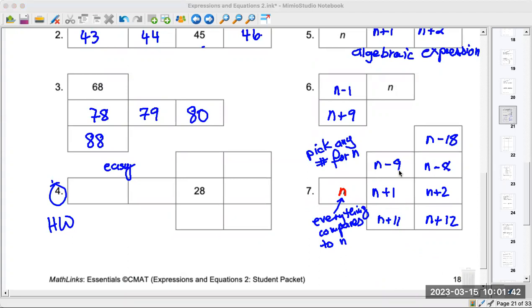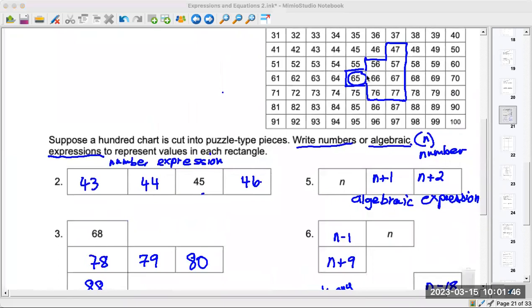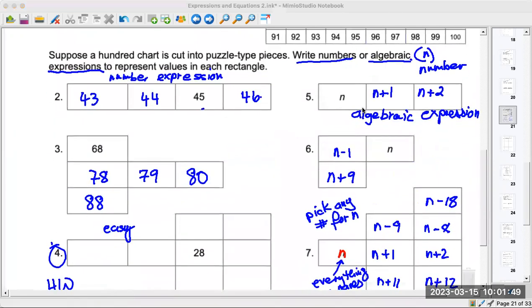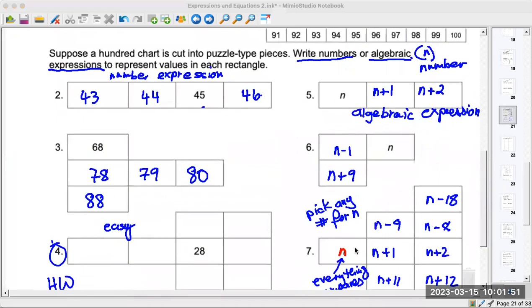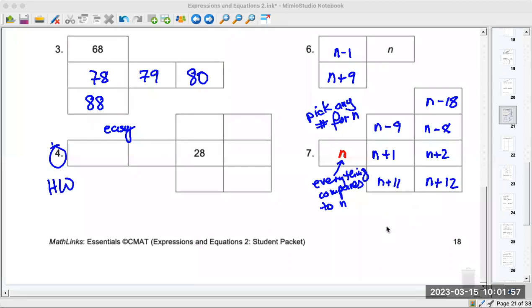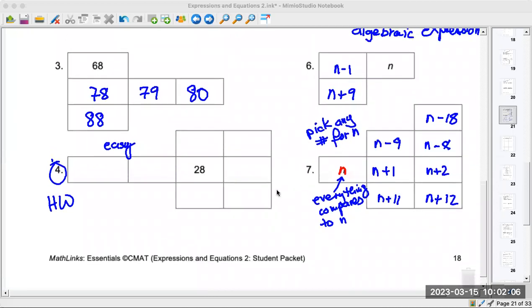Puzzle piece. Okay, you pick any number for n, go to your chart, cut out the puzzle piece, write down the numbers above it, and then figure out what's the comparison to n. How do we get there? Okay, and I did that by subtracting. Remember, bigger number minus smaller number. So this one is your homework. Make sure you fill it in if you haven't done so already. And now we're done with this page.